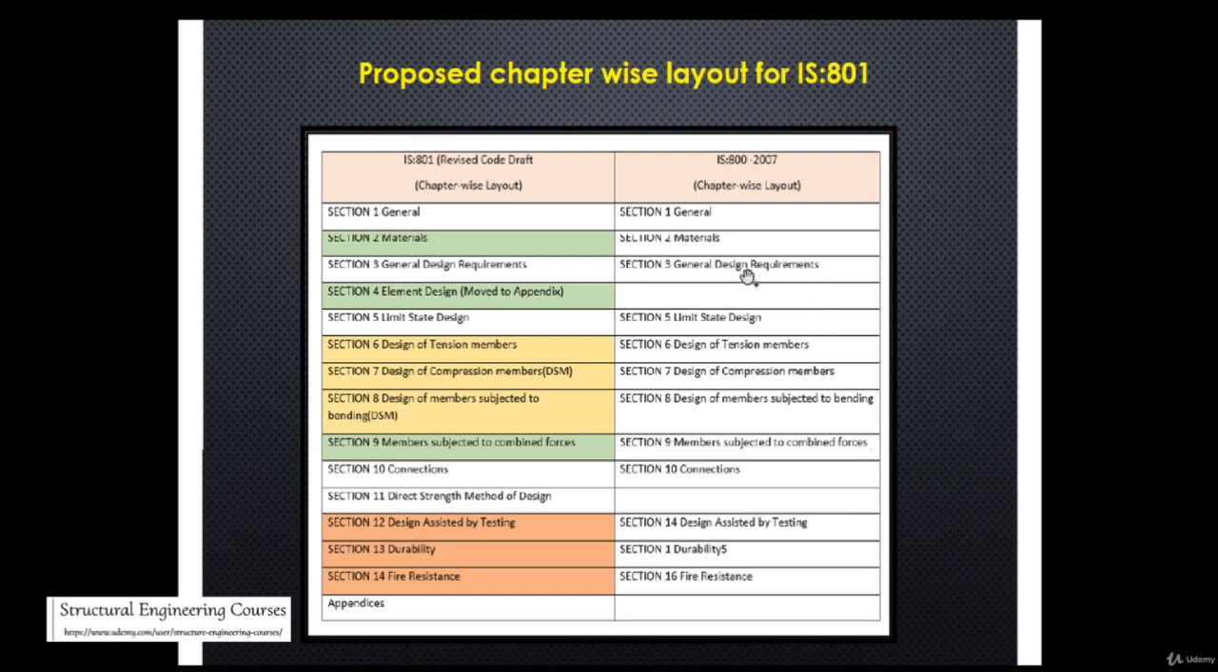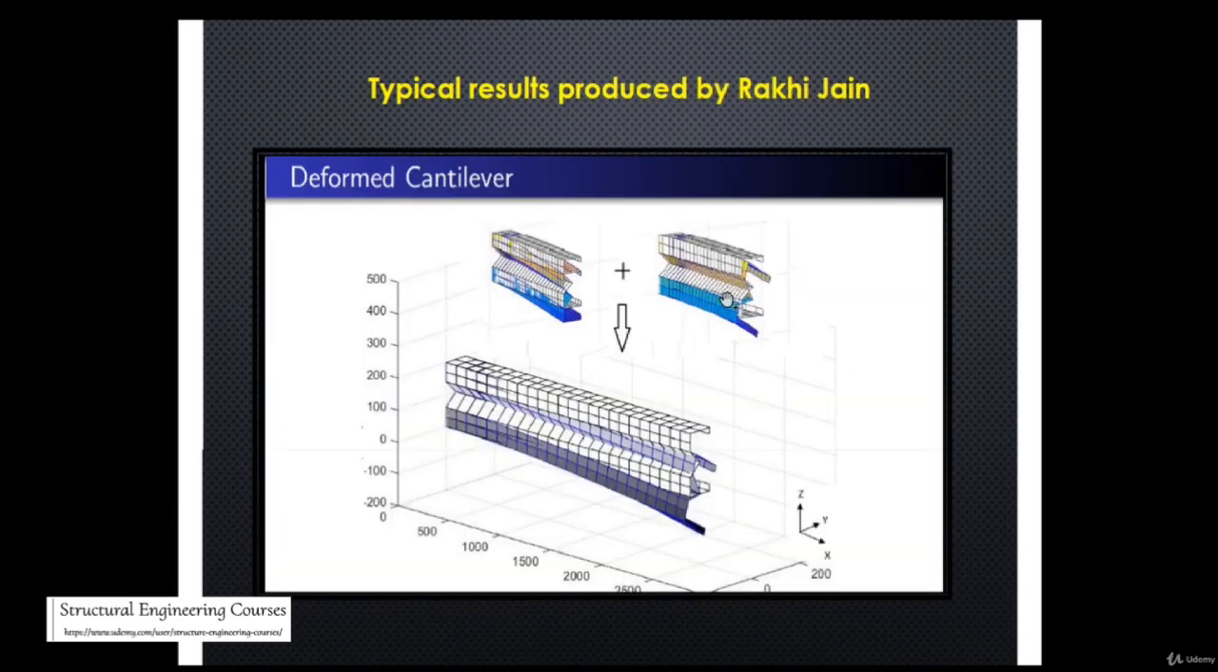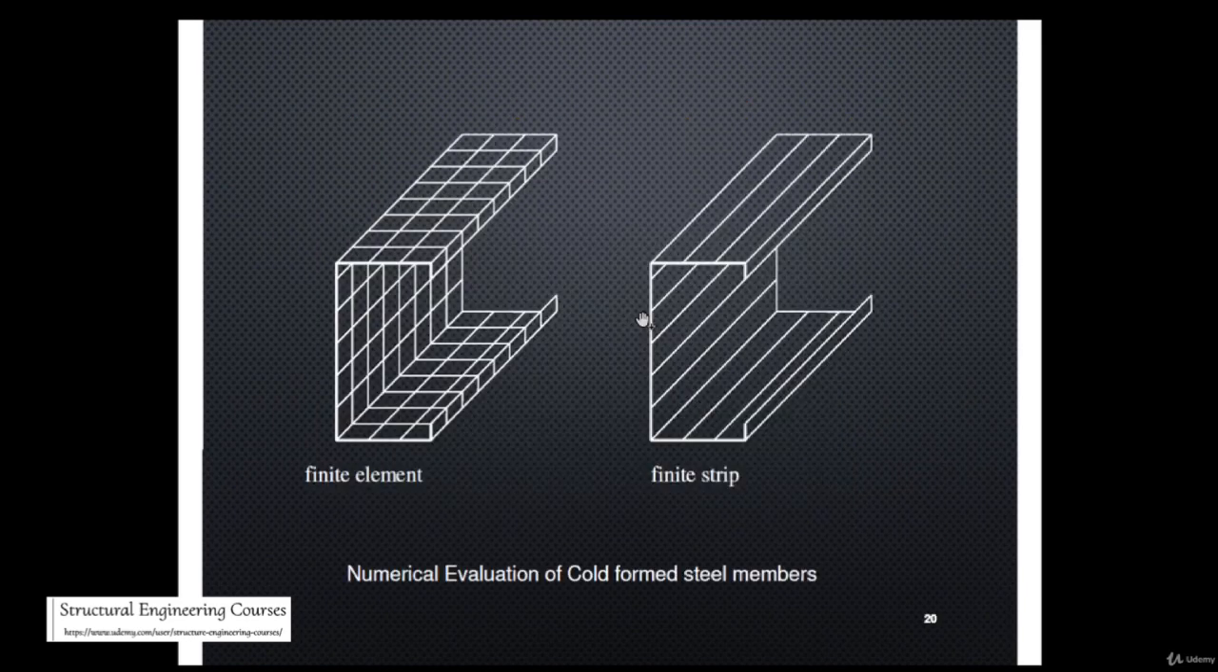So these are basically the proposed draft for the IS 801 that is under consideration, and after that we shall discuss the generalized beam theory principles. These are basically the typical results that have been made here, and these are some papers that you can download from the internet. They are available free of cost.